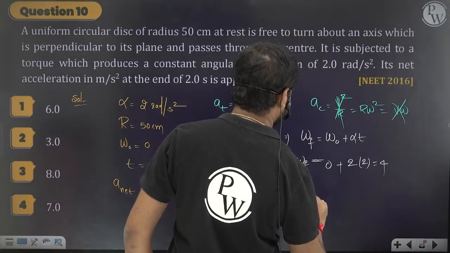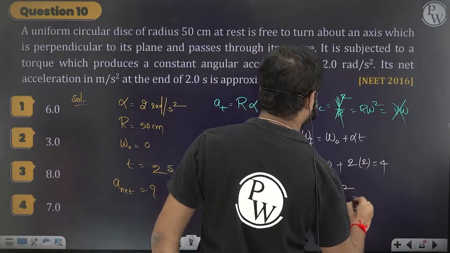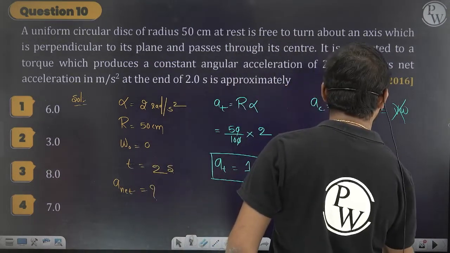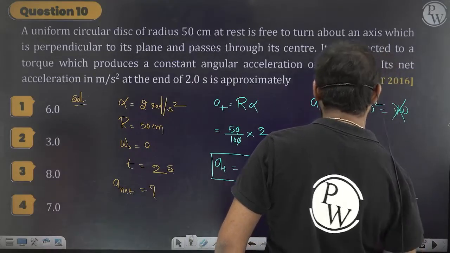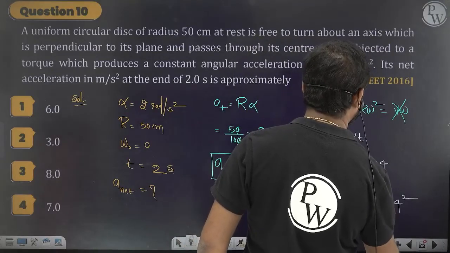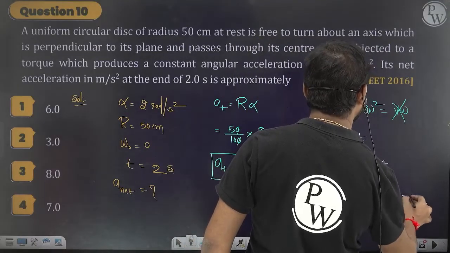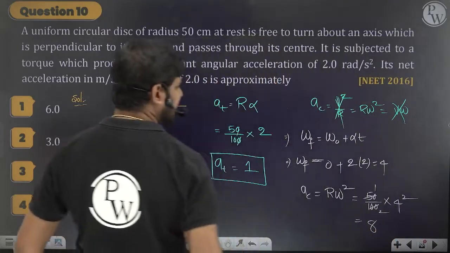So then what will be AC? AC is equal to r omega square. R is 50 by 100, into omega square, which is 4 square. So omega is 4, right? 4 square is 16. So here 1 by 2 into 16 is 8. So AC is 8 and AT is 1.